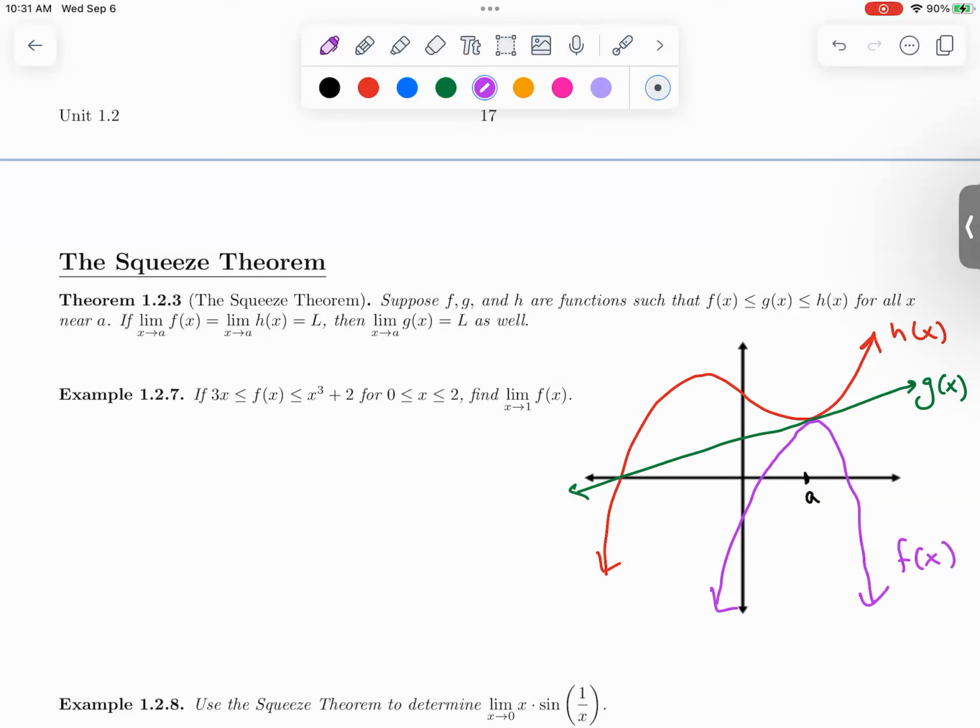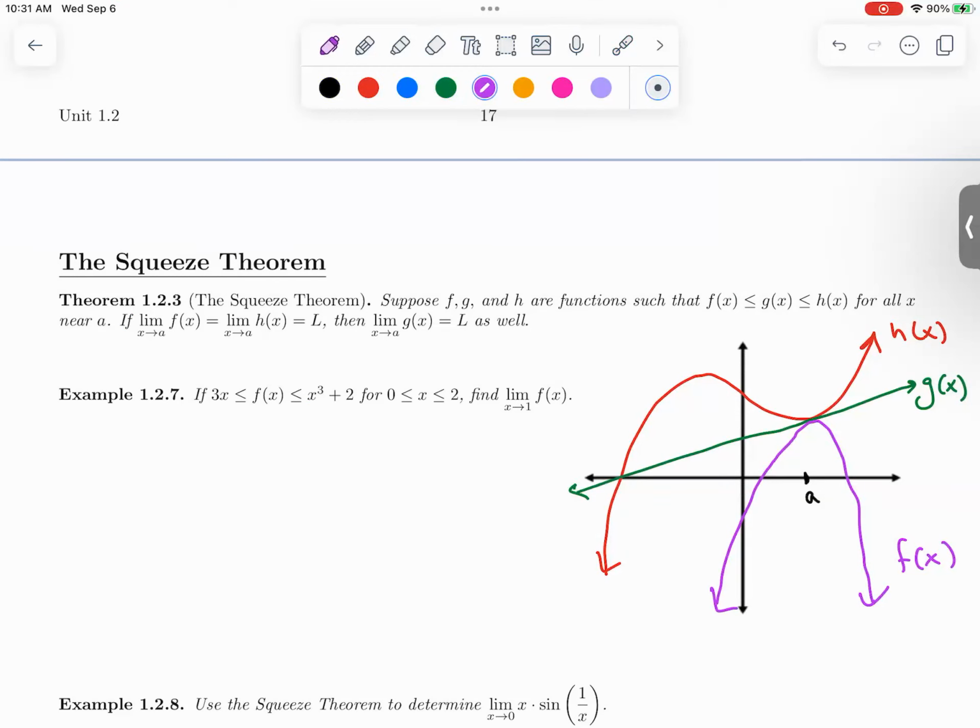If I said anything else, I meant f of x. And I hope this kind of visualizes it. The proof of it is a little more convoluted, but a visual proof, a picture's worth 1,000 words. So we'll just use that.